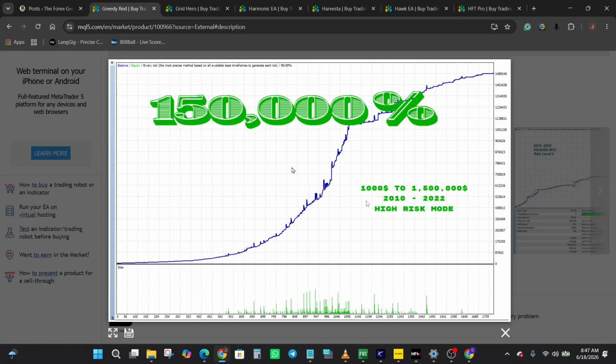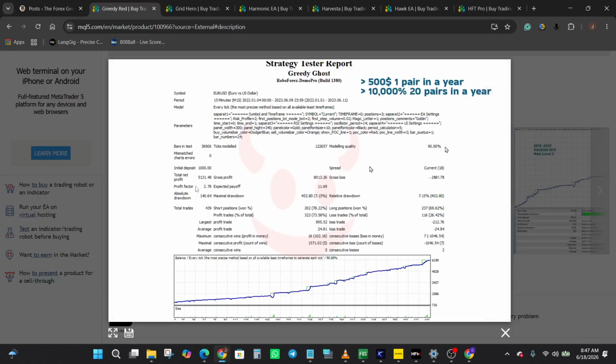This is showing us $1,000 to $1.5 million. We're using the high risk mode between 2010 and 2022. Okay, I can see here initial deposit is $1,000, total net profit 5,131.48. This is $500 one pair in a year, 10,000%, 20 pairs in a year. Okay, and then the equity and growth curve is quite steady, although there were noticeable drawdowns on several intervals.